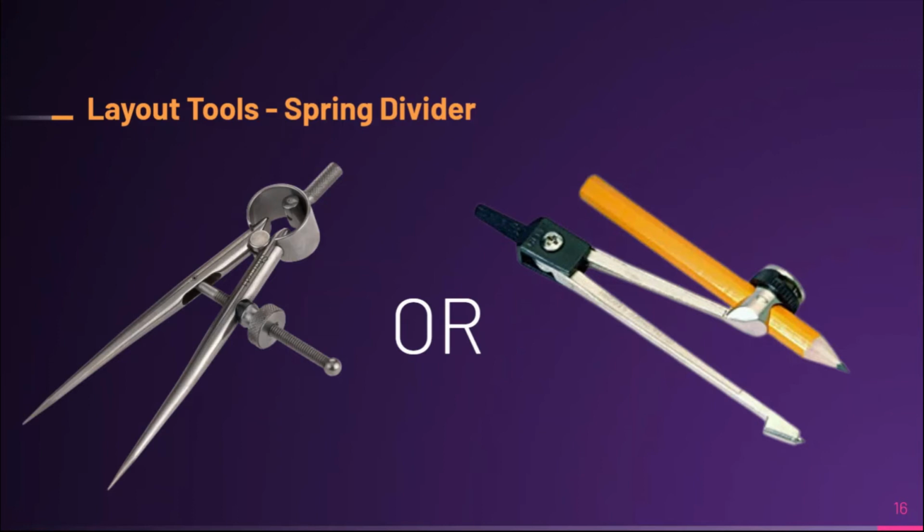A spring divider is used to scribe circles. Think of it as a scriber meets a compass. It works like a scriber, but instead of straight lines, makes arcs, just like a compass. If you don't have a spring divider, you can use a compass instead.